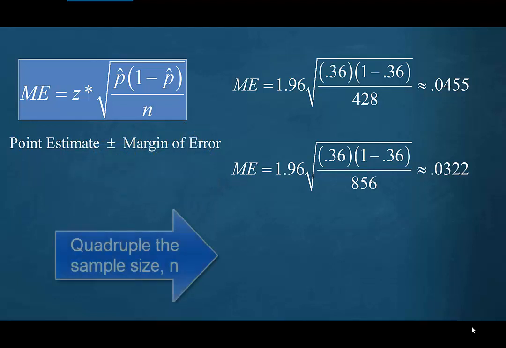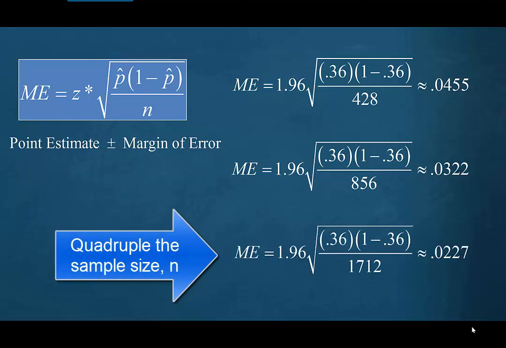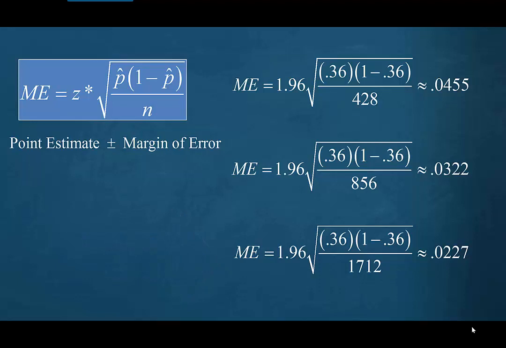Let's double it again, which would basically be quadrupling the original one to 1712. Yes, that's it. So 0.0227 is half of 0.0455. Again, there may be a slight rounding error there. And this sort of should make sense, right? Because we're taking the square root of the number in the denominator. So the answer is D.